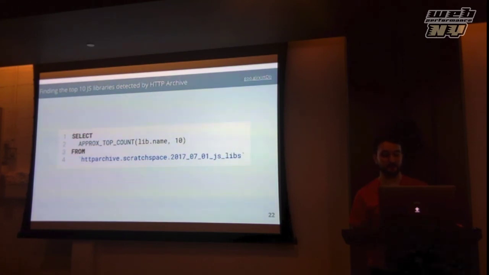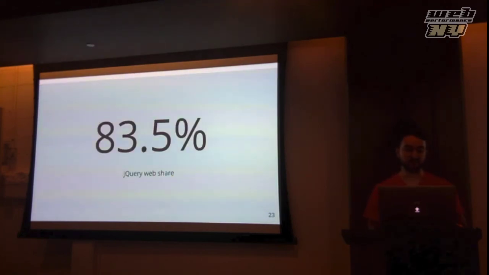Are there any guesses what the top JavaScript library is? jQuery. What percent of the web do you think is jQuery? 30? 90? Too much. WordPress, 100. WordPress, that's a good one. 100. So it turns out 83% of the web uses jQuery, and jQuery is by far the number one library.